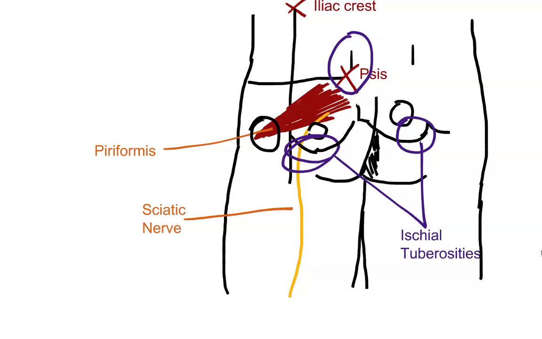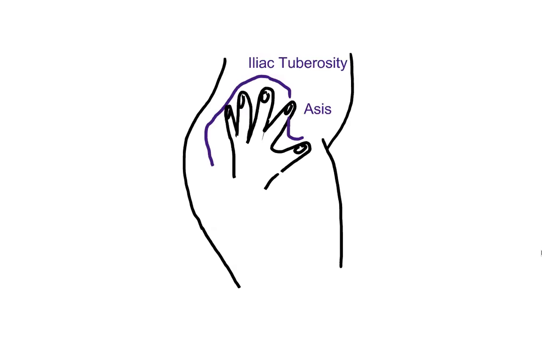The safe area for gluteal intramuscular injections, then, is the upper lateral quadrant, because it's furthest away from the sciatic nerve. To do this precisely, place the index finger on the ASIS and the middle finger onto the iliac tubercle. The region between these two fingers marks the safe area for injection. You want to inject into gluteus medius, not maximus.